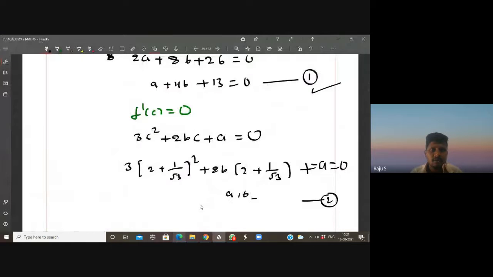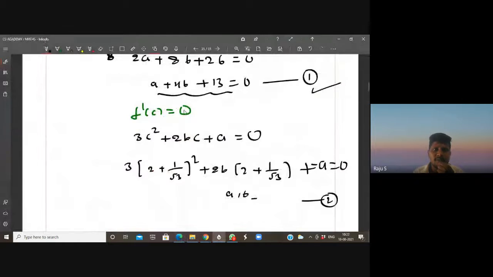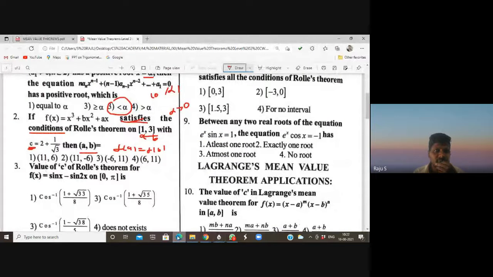Also, which of the following options satisfies equation 1? That's all. Which of the following options? No need to find the terms. Which of the following points satisfies this equation 1? A plus 4b plus 13 is equal to 0. That is the correct answer. That's all. Even no need to find that.